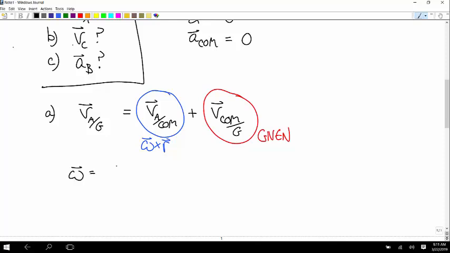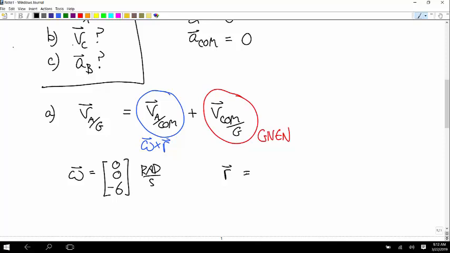Omega is 0, 0, -6. That was given. And now the r vector, generally, what's the definition of that r vector? From the center of the circular or spherical motion to the point that you care about.